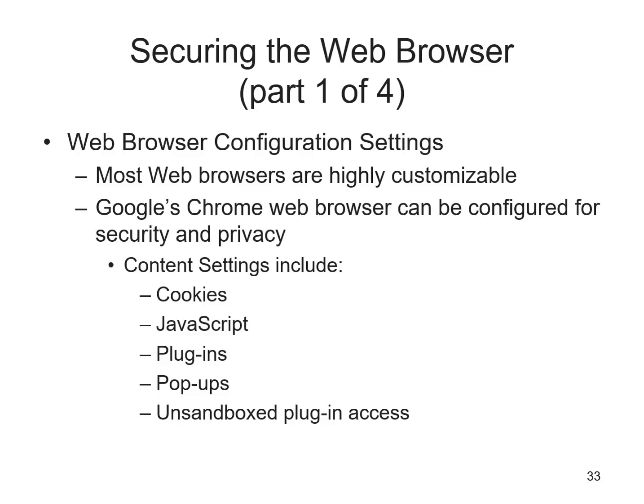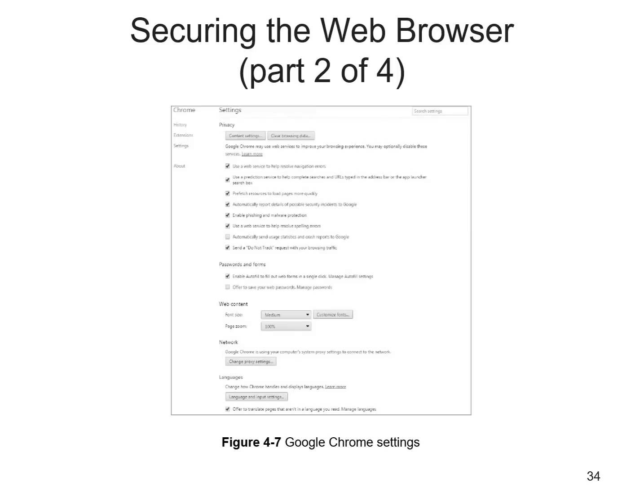Now, next is web browser configuration and settings. Most web browsers are highly customizable, where you can set up different settings for Java applets and the code which is running, even cookies and pop-up blockers and all those different things. So it's up to you how you want to customize your browser. The Google Chrome web browser can be configured for security, privacy, cookies, JavaScript, plugins, pop-ups, and lots of other things. As you can see in the Google Chrome settings, you can enable and disable the settings based on your preferences.